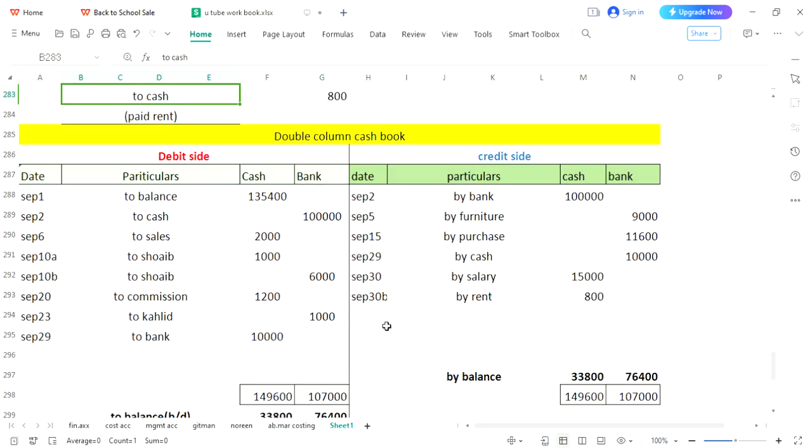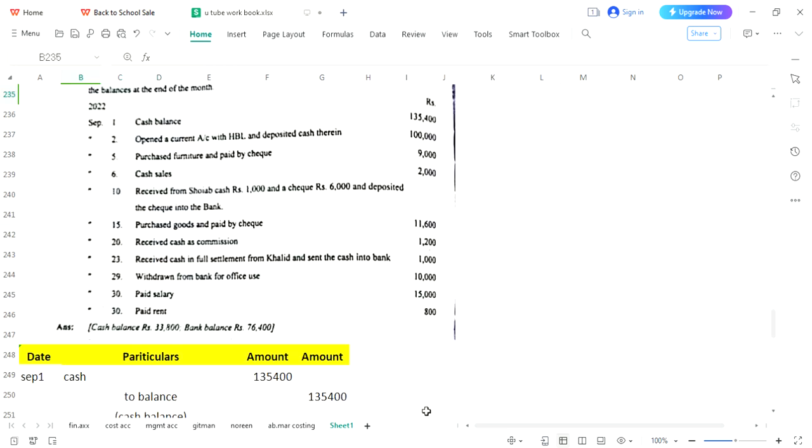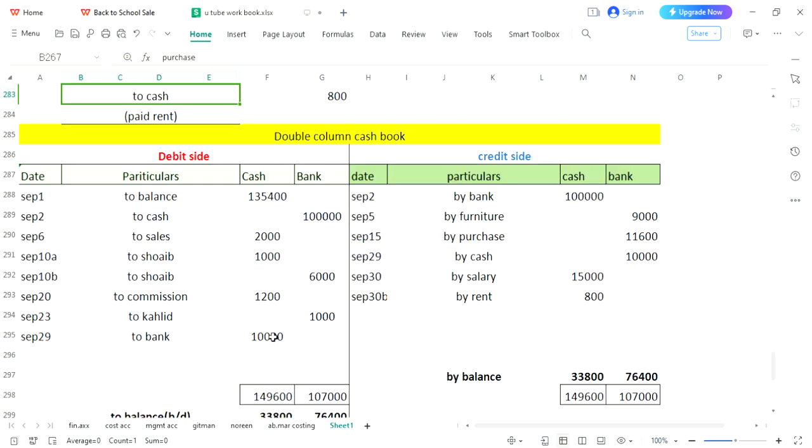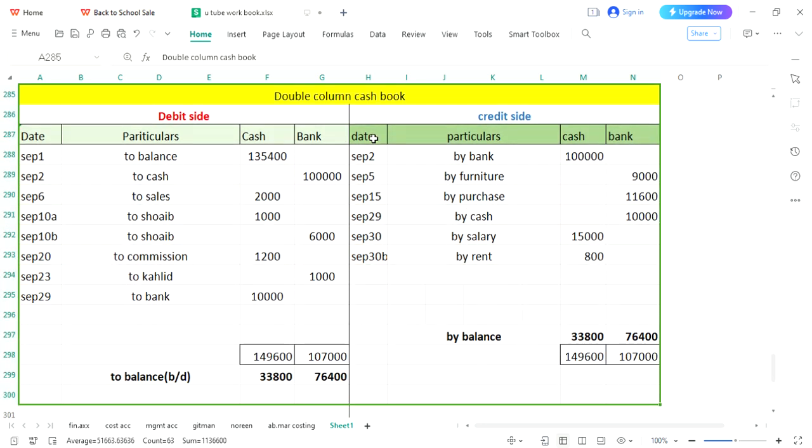Ledger means it is the cash book. Since the combination of two ledgers is called the cash book, where cash and bank, both sides are completed. Answers are calculated 33800, 76400, and you can see that 33800, 76400 answers are calculated. So it means this question has been totally completed. This was your cash book.